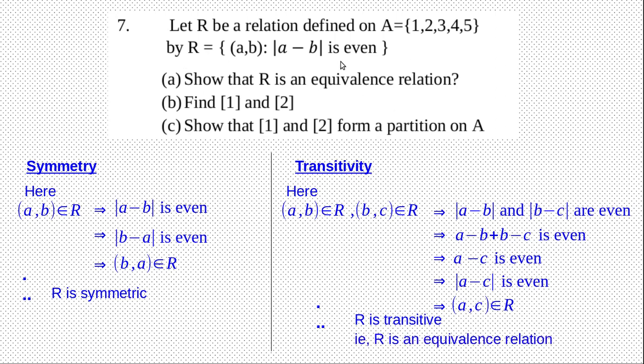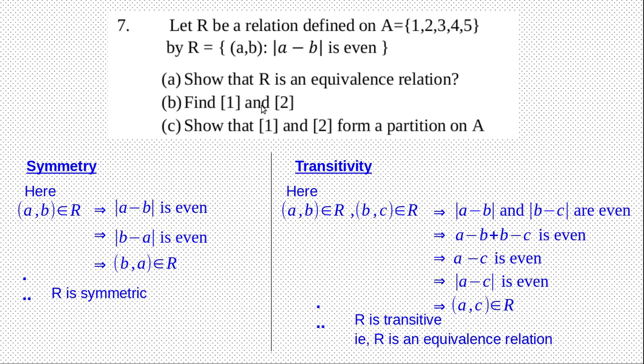The same question can be asked in different ways. That is, mod A minus B is even. Instead of that, the same question may become: mod A minus B is a multiple of 2, or mod A minus B is divisible by 2, or A minus B is even, or A minus B is a multiple of 2. All questions have the same answer. Now write it down in your notebook.